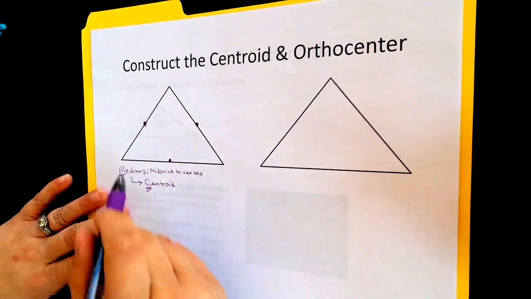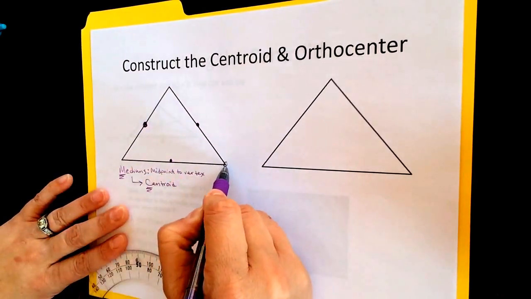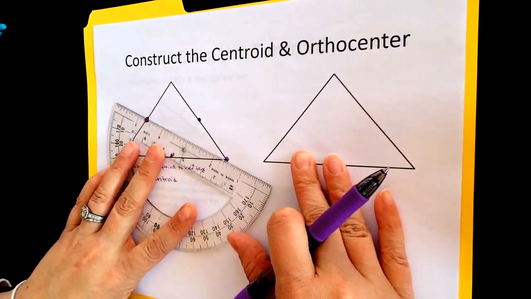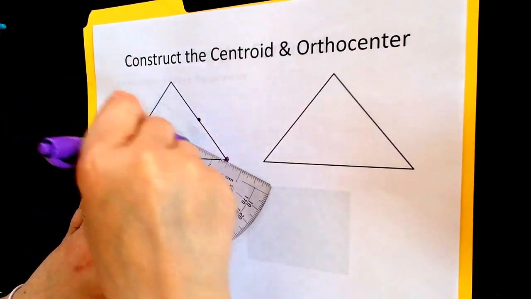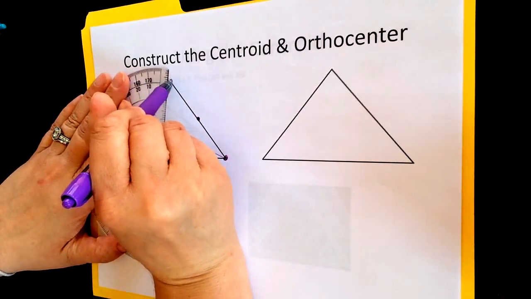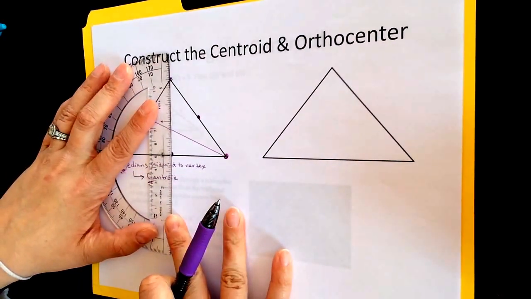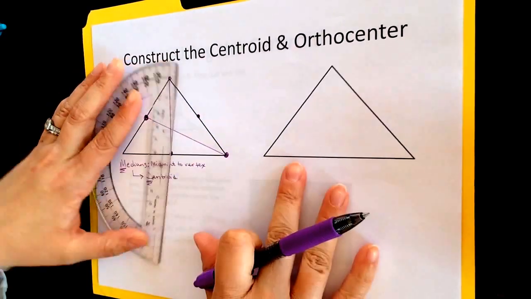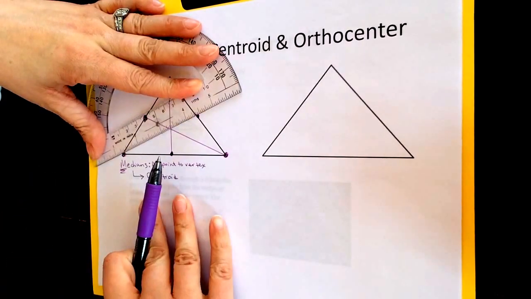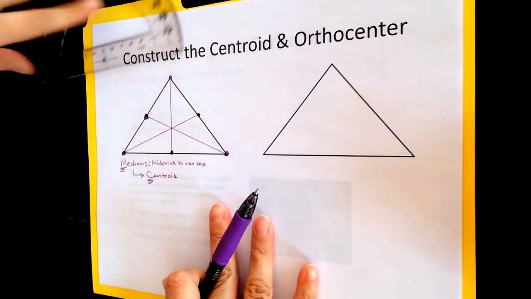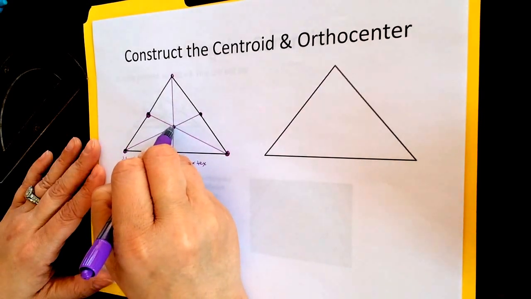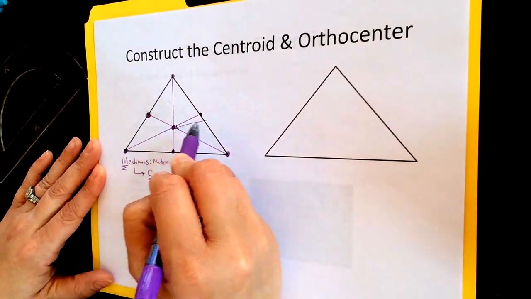Okay, so we're supposed to connect this midpoint to the vertex that is across from it. You want to do that with a straight edge. You want to be as accurate as you possibly can with this. And we're going to connect this midpoint to the vertex that's across from it. That's how you draw a median: midpoint to vertex. And then lastly, we'll connect this midpoint to this vertex over here. Okay, if we're as accurate as we possibly can be, where all of our medians are intersecting right here, this would be our centroid.